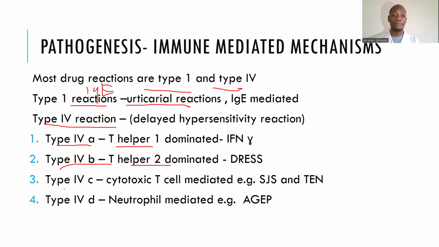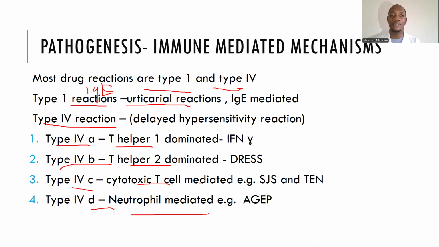And then we have type 4 subcategory C. In this case, it's the cytotoxic cells that mediate this reaction. This includes the SJS and the TEN. Then type 4D, usually you have neutrophils helping you to mediate the reaction, and they include the AGEP that we shall look at shortly.